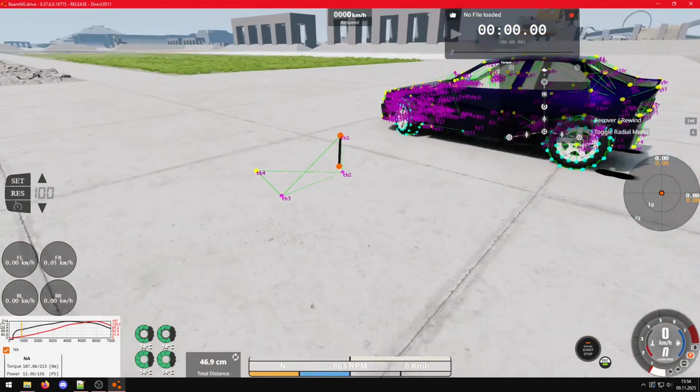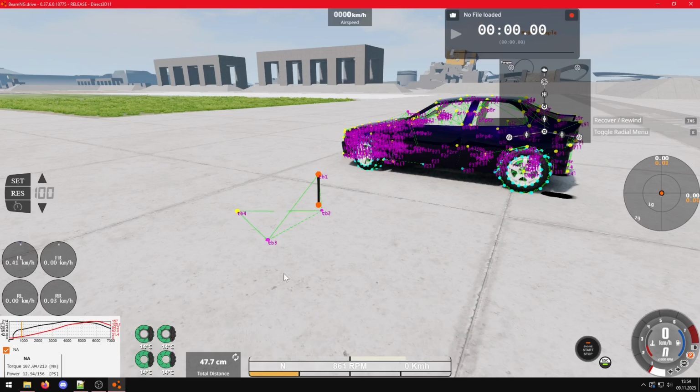So yeah, that was the quick rundown on Torsion beams and TorsionHydros.